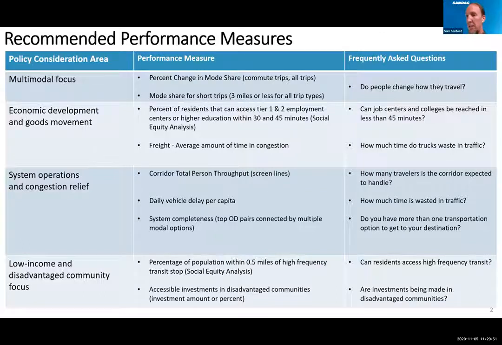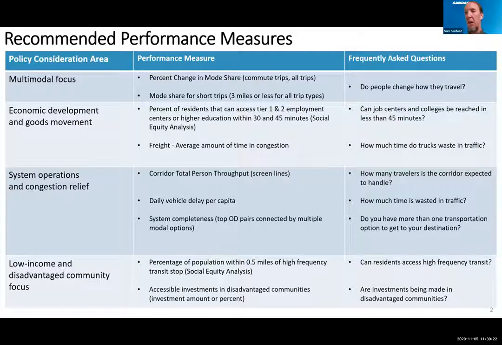The second policy consideration area is on economic development and goods movement. And again, we have 2 measures here. We have percent of residents that can access either tier 1 or tier 2 employment centers and higher education within these 2 different time bins, 30 minutes and 45 minutes. So for this one, we anticipate making maps showing the catchment areas within the CMCPs for the population that can reach these areas.